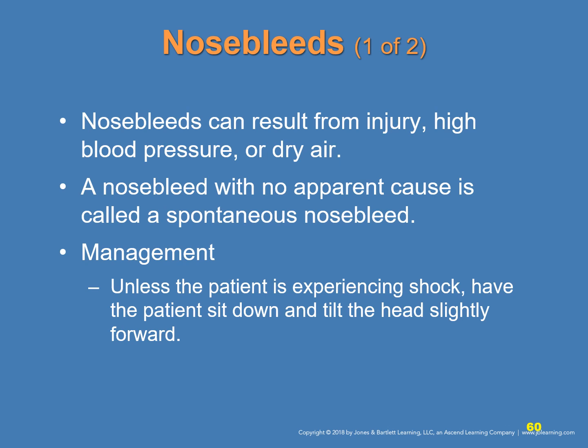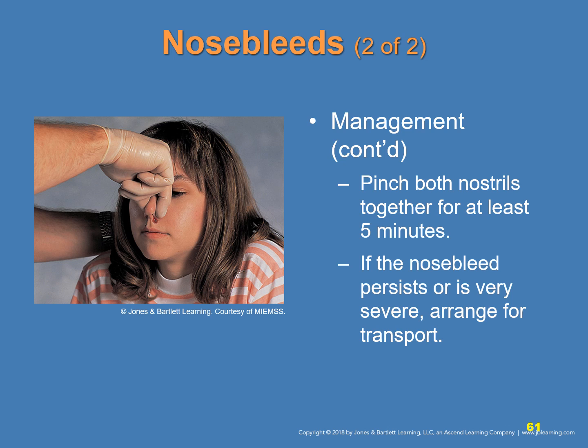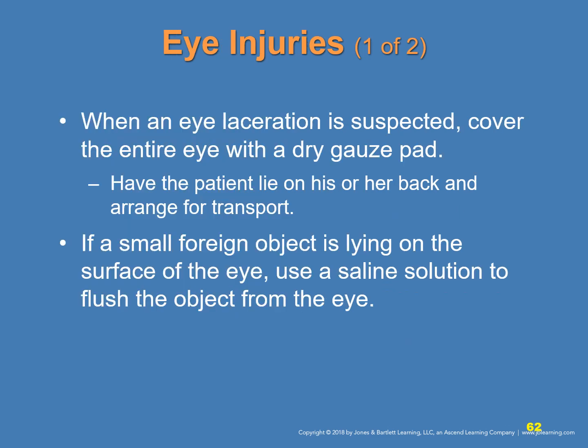Nosebleeds. Nosebleeds can result from injury, high blood pressure, or dry air. A nosebleed with no apparent cause is called a spontaneous nosebleed. A patient with high blood pressure should be seen and treated by a physician. Most nosebleeds can be controlled easily. Unless the patient is experiencing shock, have the patient sit down and tilt the head slightly forward. Pinch both nostrils together for at least 5 minutes. If the nosebleed persists or is very severe, arrange for transport to an appropriate medical facility.